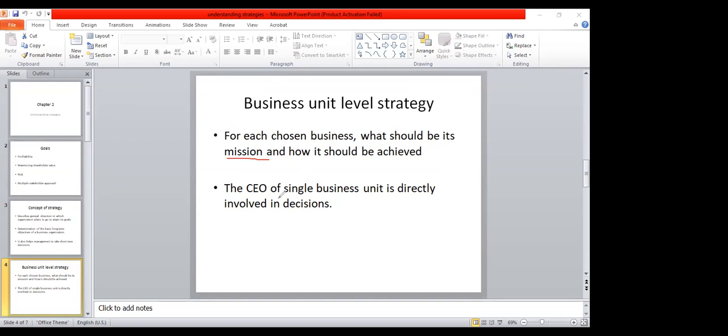Then the second one: the CEO of a single business unit is directly involved in decisions. As I told you, in strategy, top management is involved. So the CEO is involved in decisions. Let's move to the next slide.